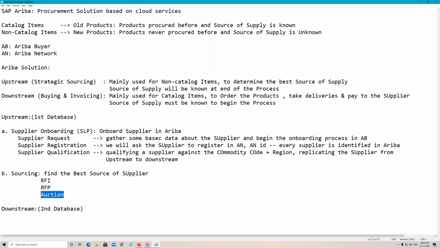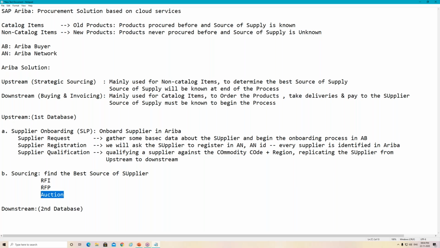Exactly. And yes, technically speaking, you can go into the system and do the auction directly. But in a project-specific scenario, remember, it will never happen. Why? Because you have to know the different quotations from the suppliers. So it should generally be done after RFP. In RFP, you will get the quotation from the supplier, the price quotation.